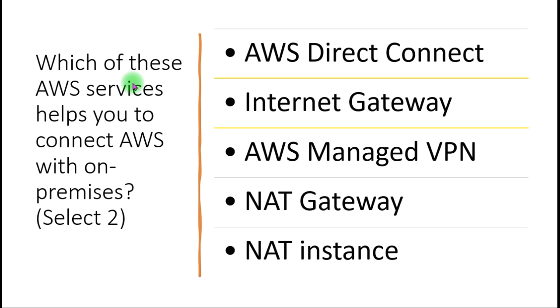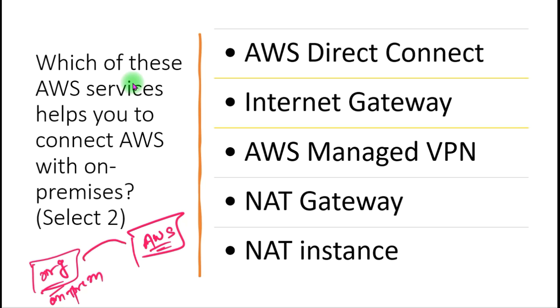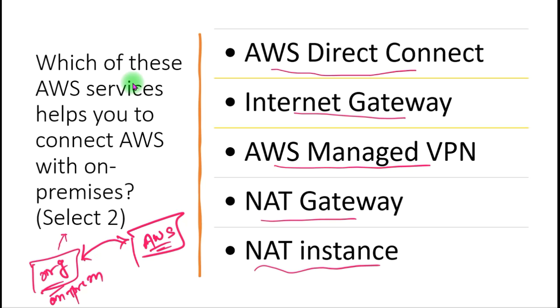The question they are asking is, which of these AWS services help us to connect AWS with on-premises? That means here we have our organization that is on-prem, and here we have AWS, and we need to connect these two, or we can say we need to expand our infrastructure or our organization with the cloud capability. Then we use these connections. So what services can be used here? We have AWS Direct Connect, Internet Gateway, AWS Managed VPN, NAT Gateway, NAT Instance. So let's talk about them one by one.